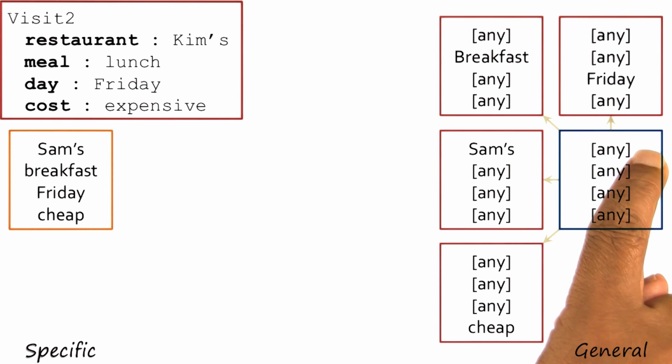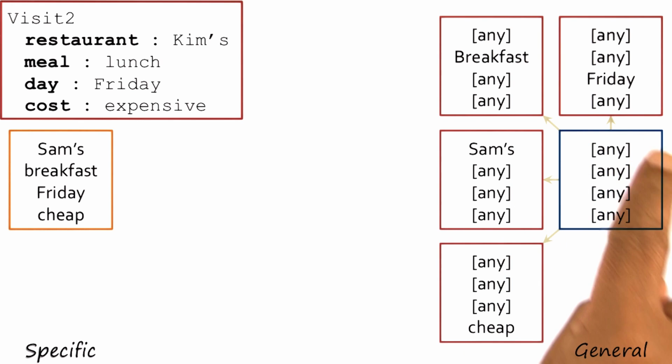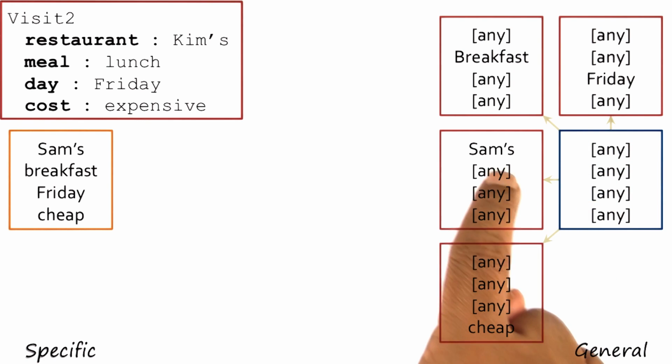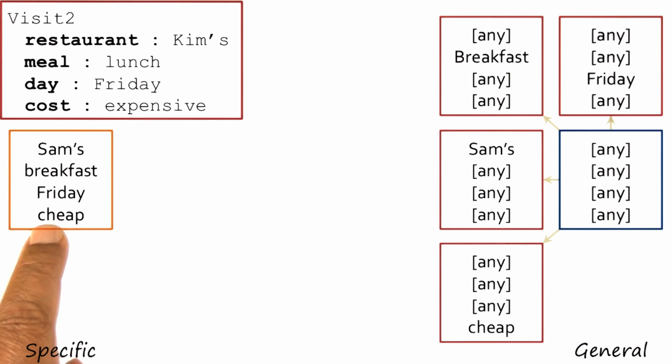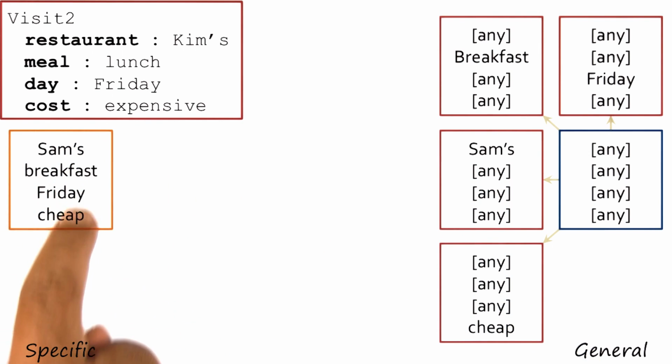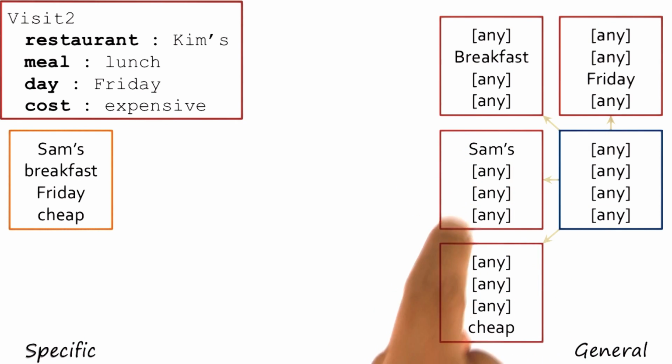The first slot here deals with the name of the restaurant, like Sam's or Kim's. One specialization of this most general concept is to put the name of an actual restaurant there. This is a generalization of this concept because this was referring to one specific meal at Sam's. This is referring to any meal at Sam's.